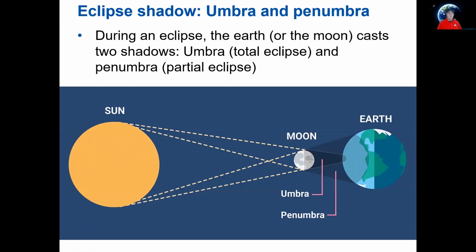During a solar eclipse, the moon casts two shadows on Earth. The first shadow is called the umbra. This shadow gets smaller as it reaches Earth. It is the dark center of the moon's shadow. The second shadow is called the penumbra. The penumbra gets larger as it reaches Earth. People standing in the penumbra will see a partial eclipse. People standing in the umbra will see a total eclipse.